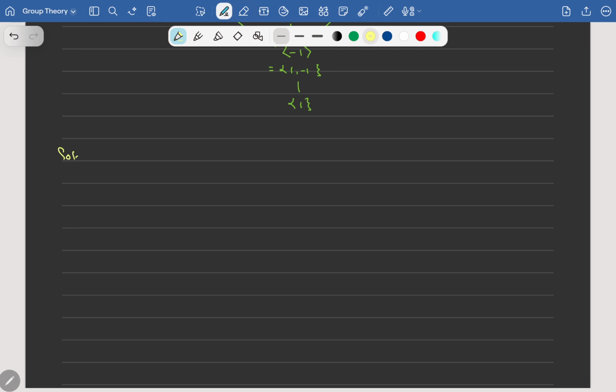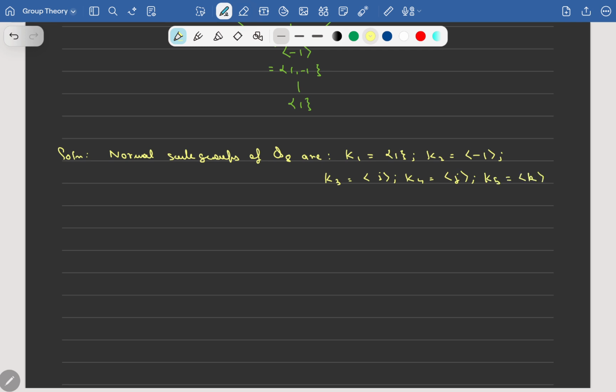So, solution. What are the normal subgroups of Q8? Let us denote, as we had devised the symbol, K1 to be the trivial subgroup. Let us take K2 to be the cyclic subgroup generated by -1. Let us take K3 to be the cyclic subgroup generated by i, K4 to be the cyclic subgroup generated by j, and K5 to be the cyclic subgroup generated by k. And finally, K6 is the whole group Q8.